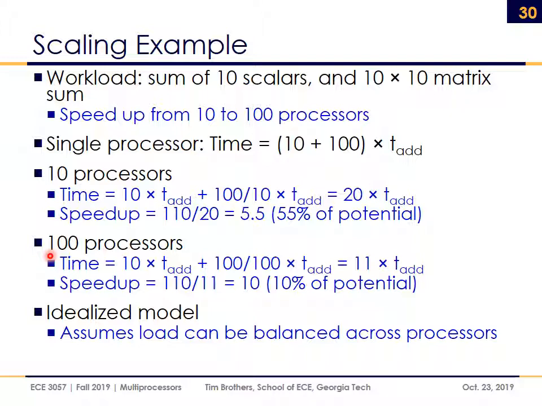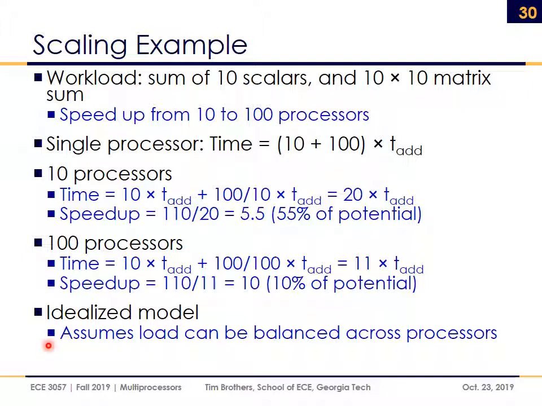With 100 processors, again we have 10 scalars, 10 adds, plus this 10 by 10 matrix, which we're going to split up amongst the 100 processors now. And each one of those is going to have the addition operation. So that's going to be equal to 11 times T add. So the speedup is going to be 110 divided by 11, which is going to be equal to 10, or 10% of the potential, compared to 55% of the potential here. So as we're going from 10 processors to 100 processors, we see these diminishing returns start to appear.